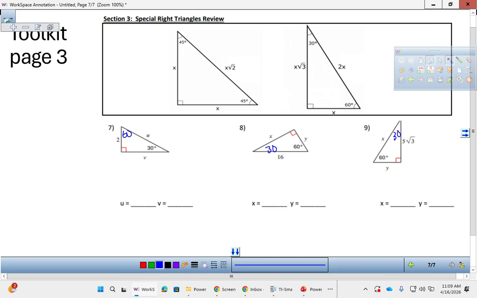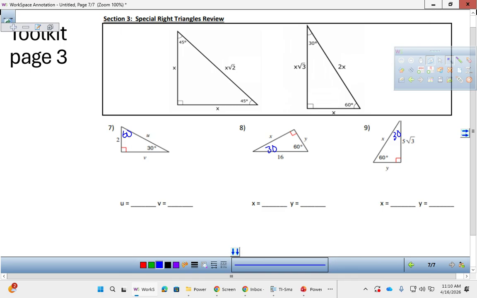Alright, so 30, 60, 90 has different rules. The angles are different, so you're not going to have like x, x, x root 2. All of the side lengths of this triangle are going to be different, okay? So you'll start with your basis. Your basis is your 30-degree angle side. So opposite of your 30-degree angle is your smallest side length. We'll call that x. Your hypotenuse is always double your smallest side length. So if your smallest side length is x, then your hypotenuse is 2x.